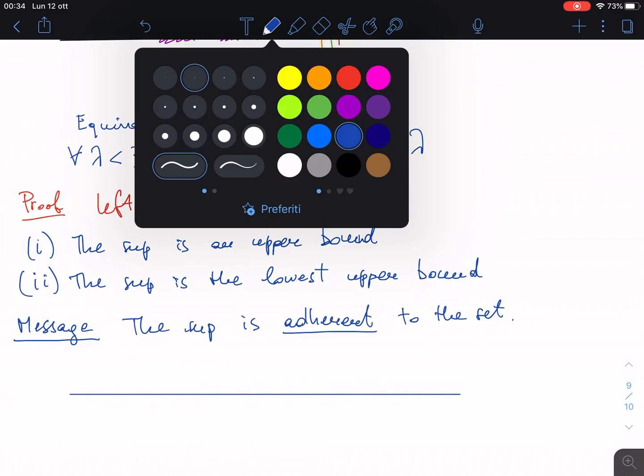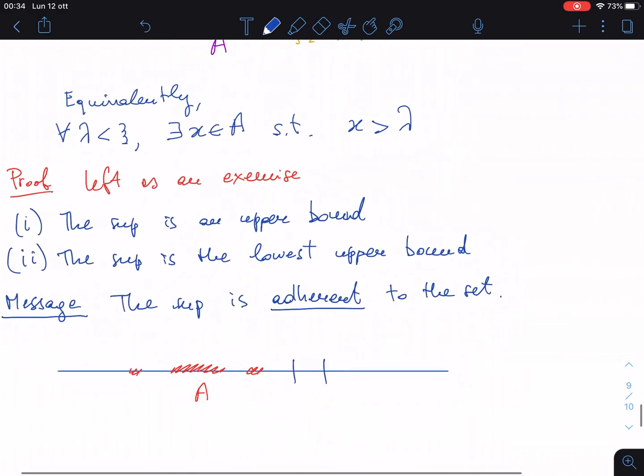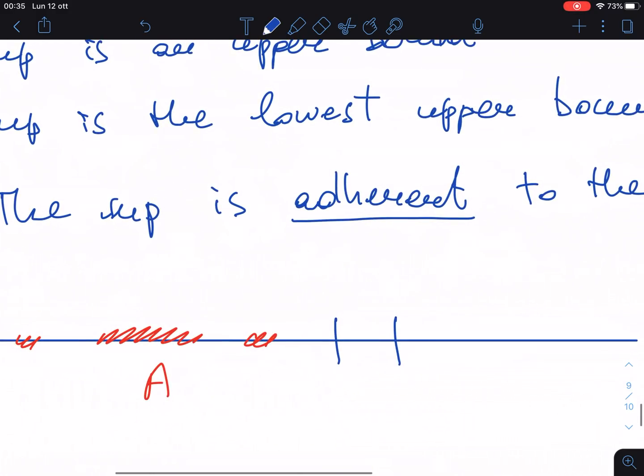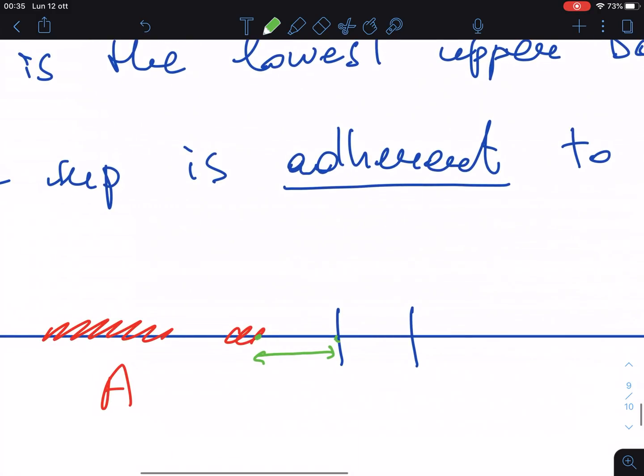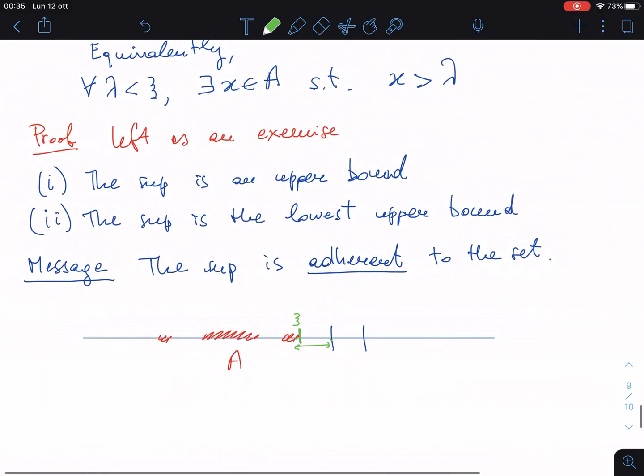if my set A, of which I want to compute the sup, is for instance this one, the sup is not here. The sup is not here. So there is no space left, there is no gap left between the set and the sup. So this is a gap. You cannot have a gap. So the sup must be here. The sup is somewhat adherent to the set.